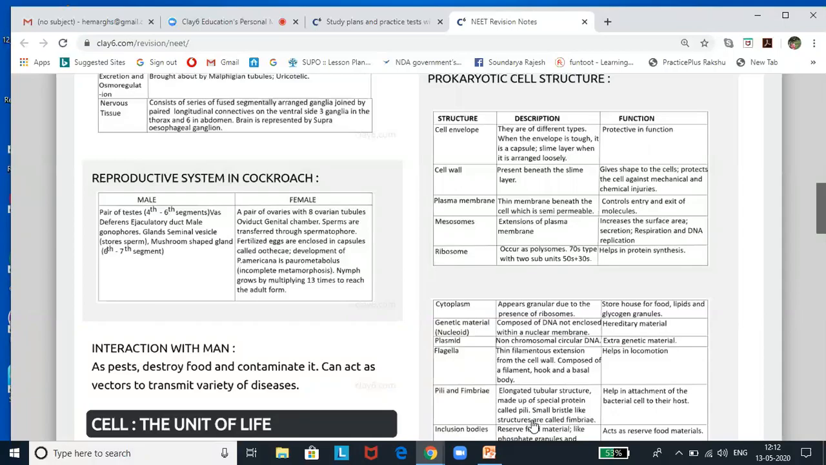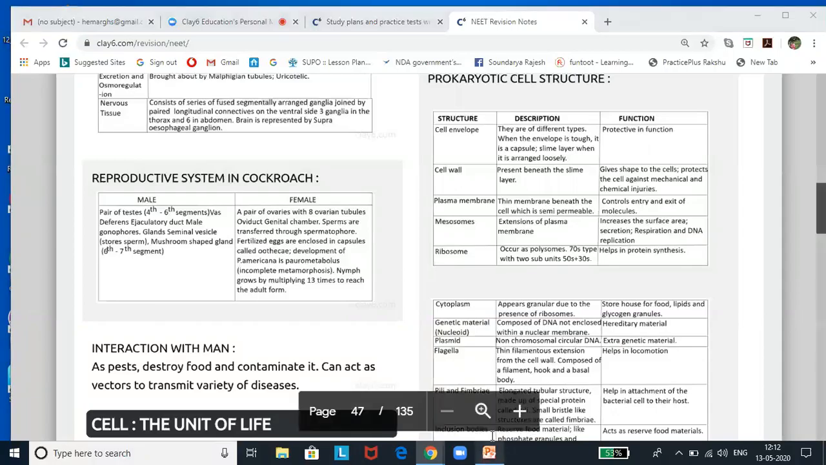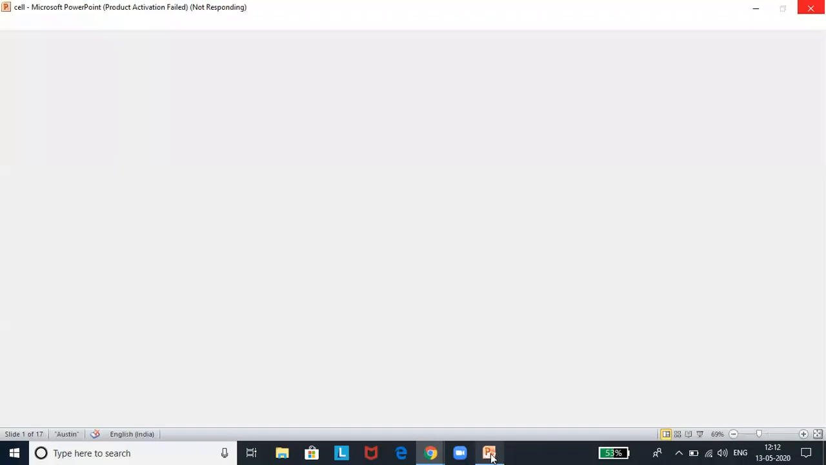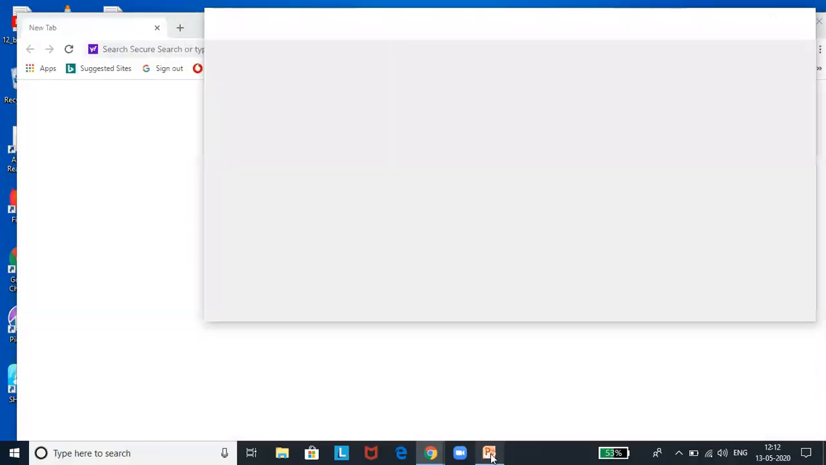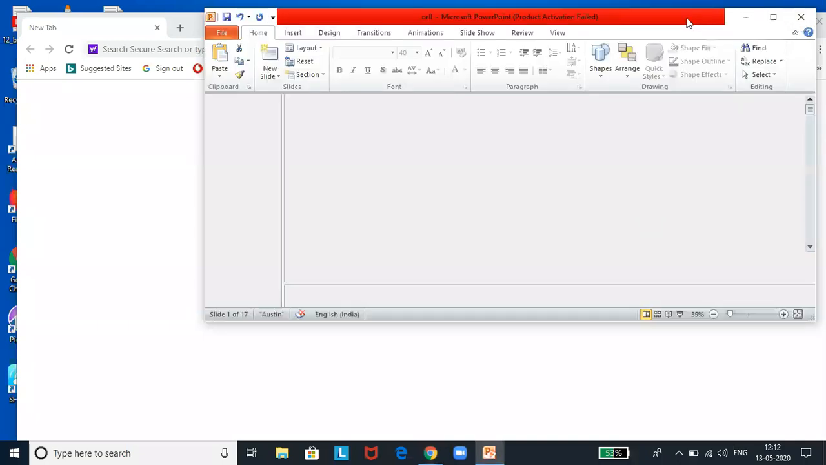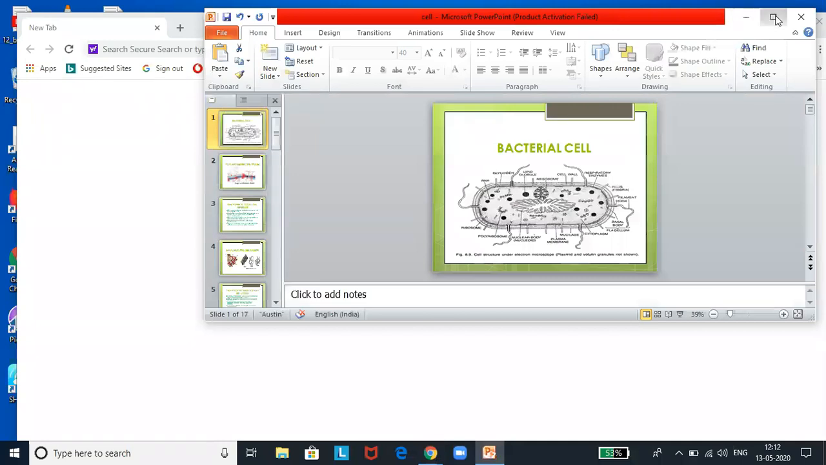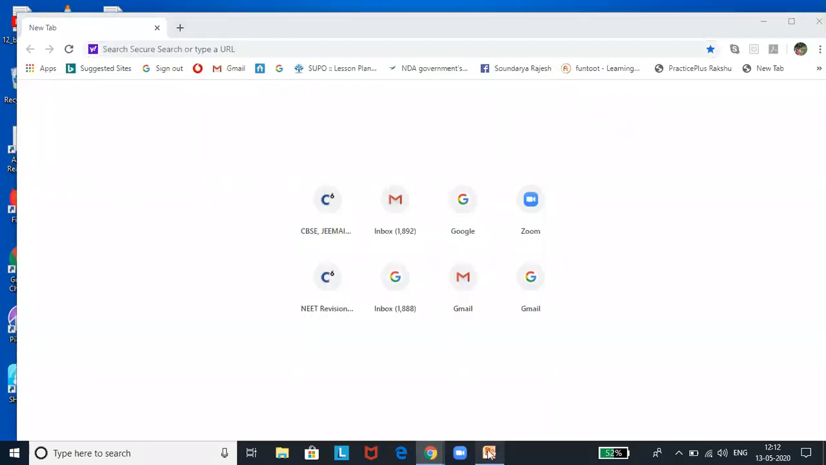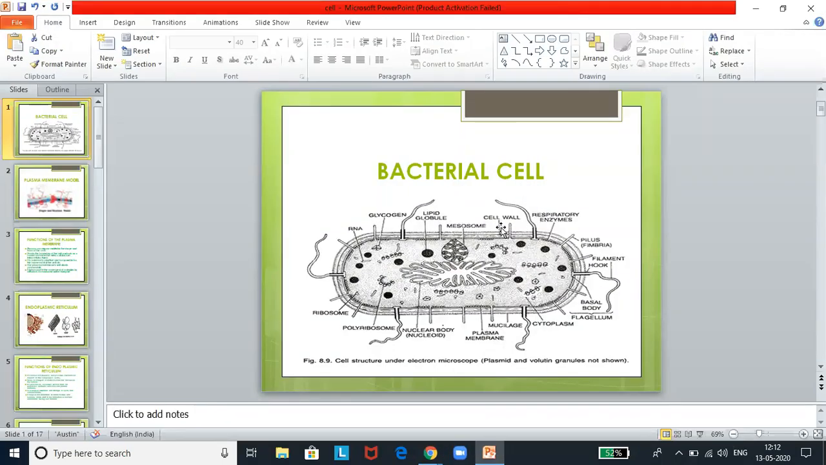Now let me show you the slide of a prokaryotic cell. This is the structure of a prokaryotic cell. Now here you look at the bacterial cell. Now you will find it has a cell envelope and its modifications.